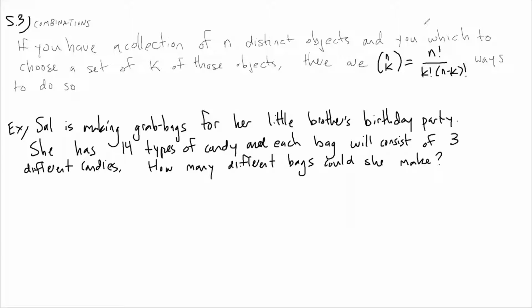Okay, so now we'll deal with some applications that use this C formula. Specifically, if you have a collection of n distinct objects and you wish to choose a set of k of those objects, then there are n choose k, or nCk, ways to do so. Something specific about that: when we're talking about a set, it is really important to recognize that in a set, order doesn't matter. So very different from the P formula where the order did matter. This is what distinguishes the two.